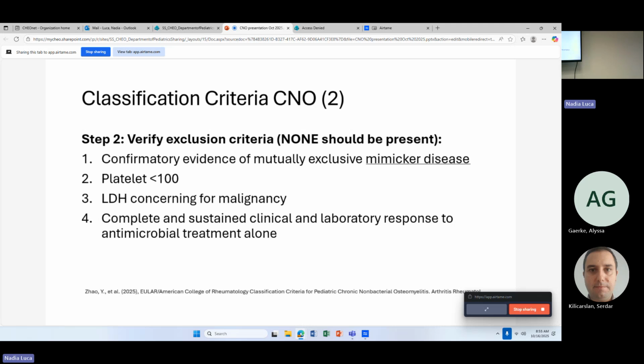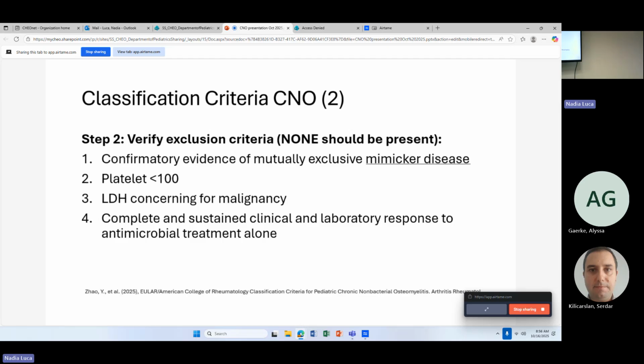There's a lot of mimicker diseases that I'll show you. And then they actually put platelets less than 100. I didn't delve too much into this, but it must be based on case studies or a series where that might have been a predictor for malignancy or infection or something like that. LDH concerning for malignancy.